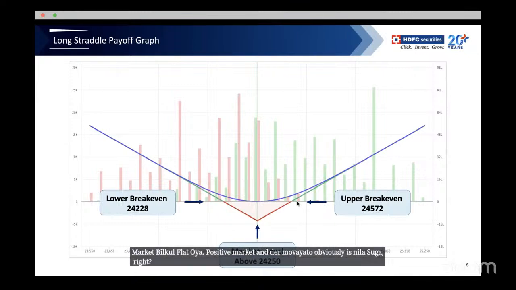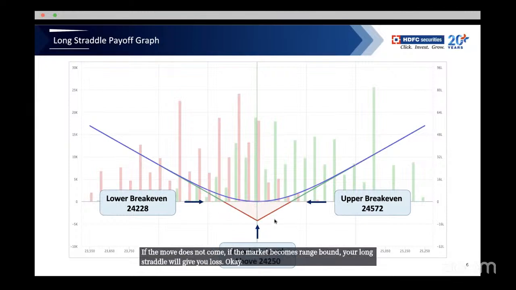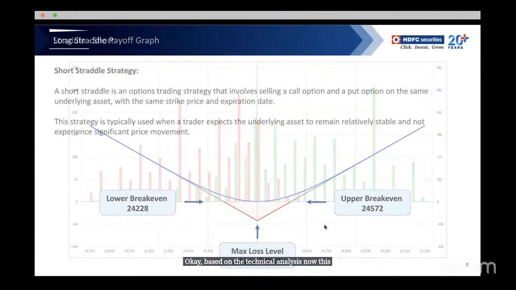So if the move does not come, if the market becomes range bound, your long straddle will give you a loss, okay? And as expected, if the move comes either side, it has the potential to give unlimited profit, okay? But it's up to you where to book it, based on the technical analysis. Now this is about the long straddle.